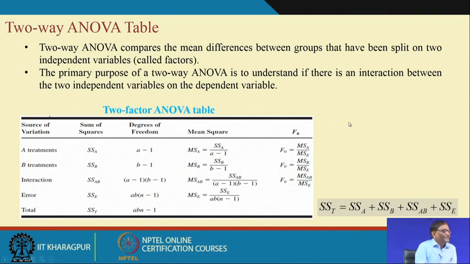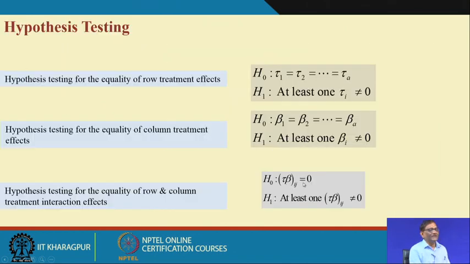What will be the degrees of freedom for these F0 statistics? For the first, the numerator is A minus 1 and the denominator is AB into n minus 1. The second is B minus 1 and AB into n minus 1. The third is A minus 1 into B minus 1, and AB into n minus 1. Okay, so what are the hypotheses? You see the hypothesis.